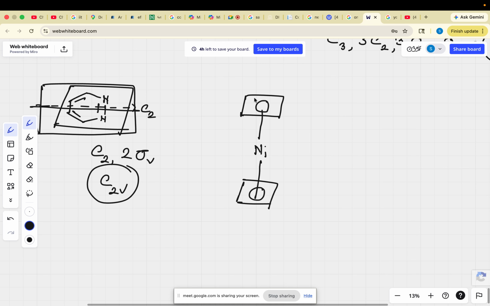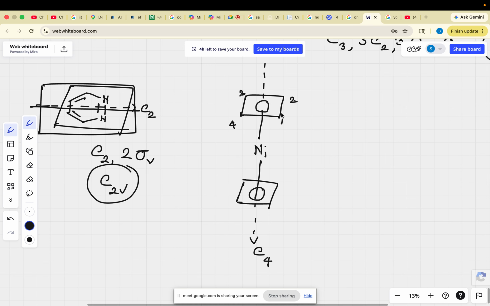So what will you have? See, you can pass one axis from here. This is a cyclobutadiene ring, so that means the axis will be a C4 axis. If you rotate by 90 degrees, the 1 will go to here, 2 will come to here, 3 will go to here, 4 will come to here. So if you rotate by 90 degrees, you will get an equivalent structure. So the C4 axis is present here.